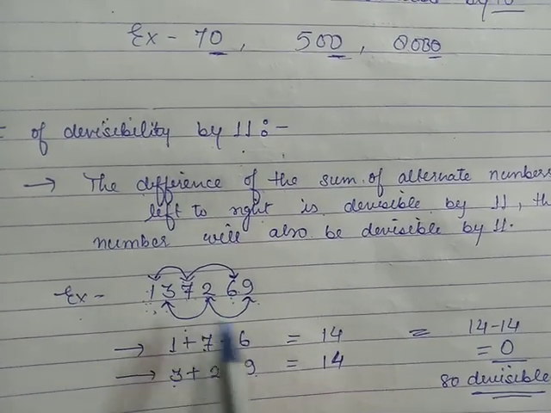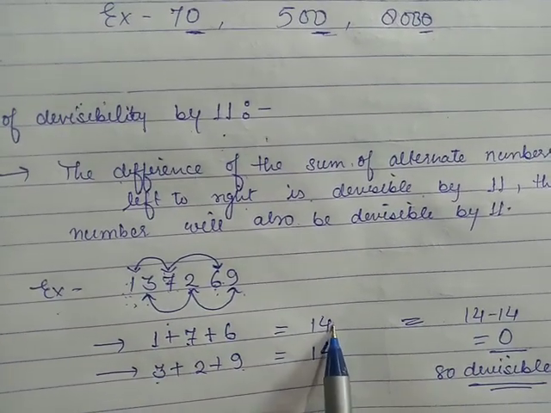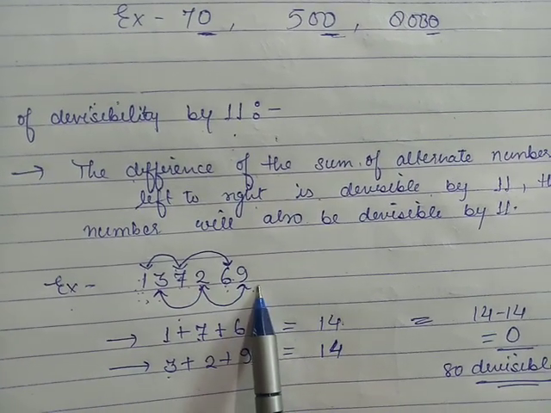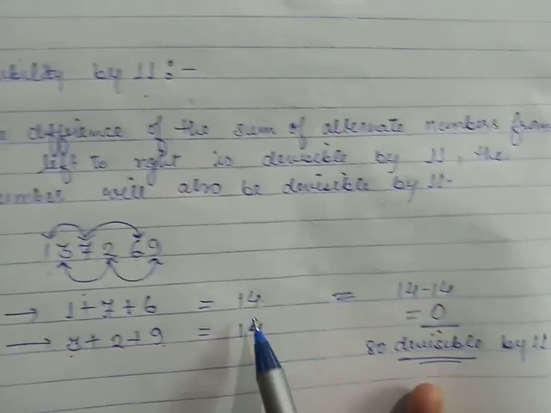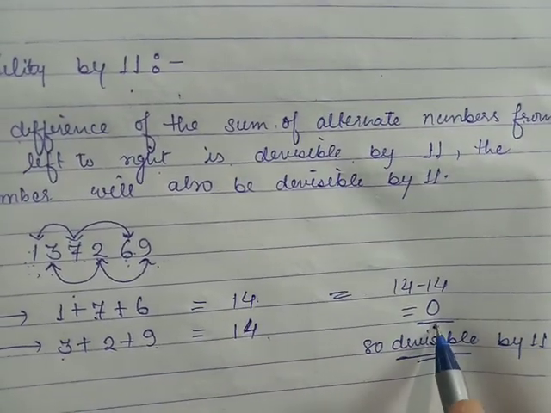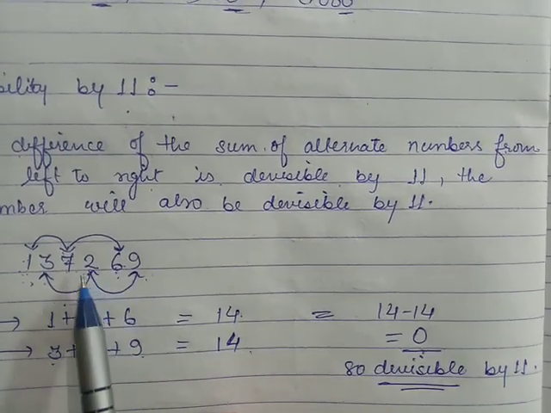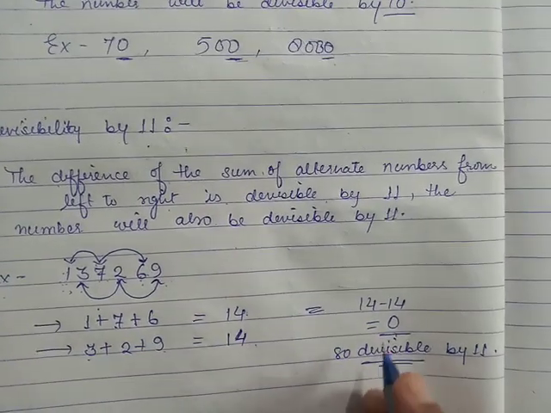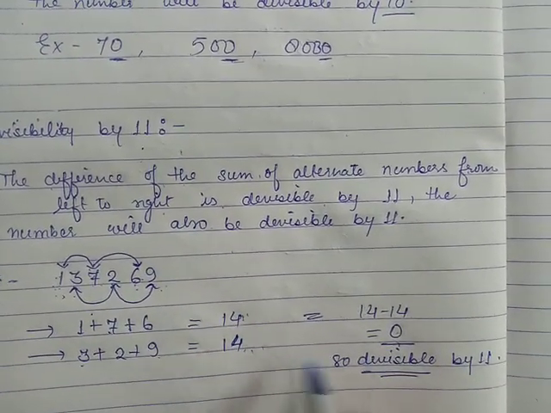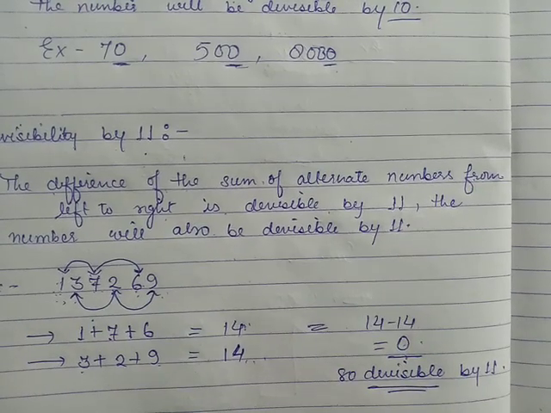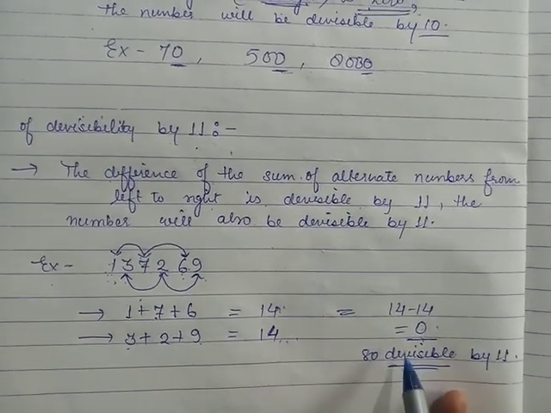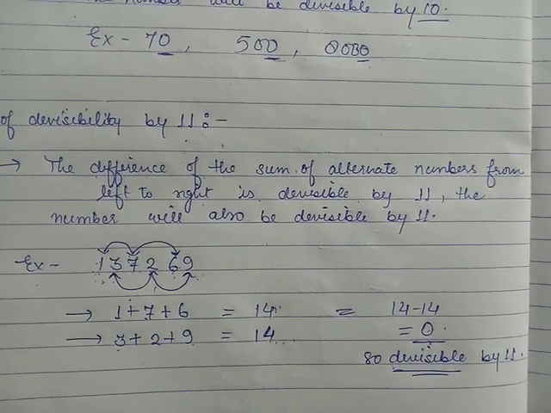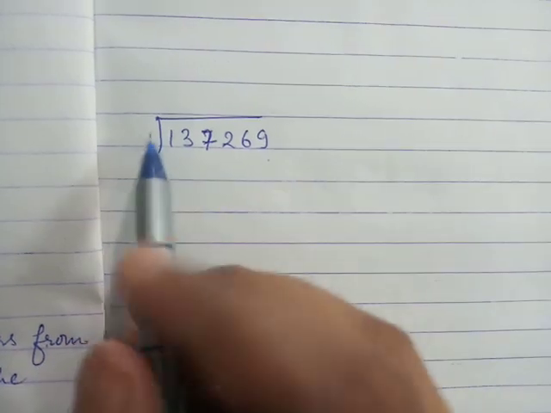Let's see here. When we added 1, 7 and 6 we got 14. When we added 3, 2 and 9 we also got 14. Now 14 minus 14 gives 0. So the condition of divisibility by 11 is: if the difference of these two sums is 0 or any number divisible by 11, the number will also be divisible by 11. Now we will divide this by 11 to check. This is our number. Let's divide.